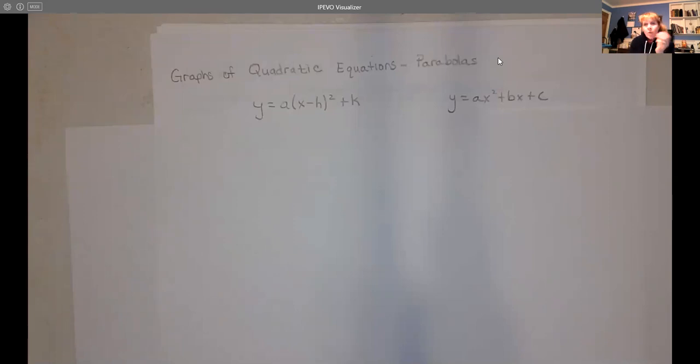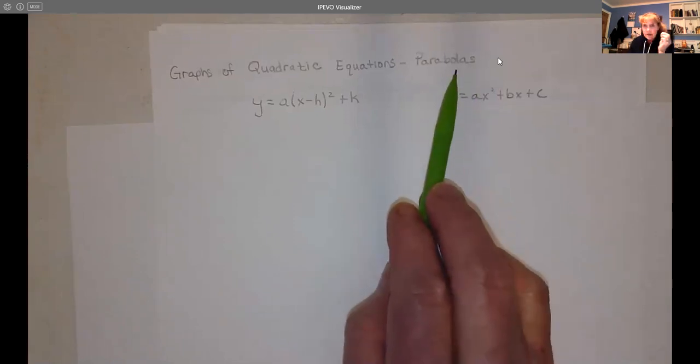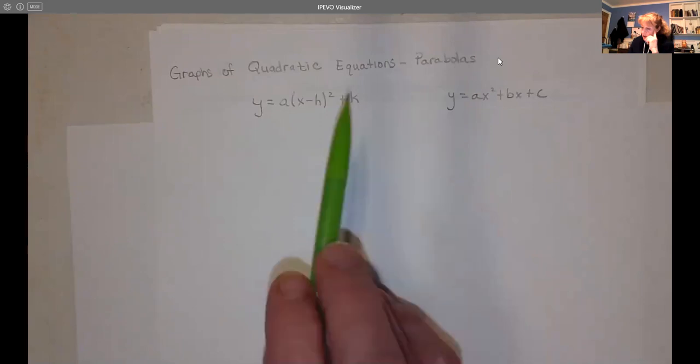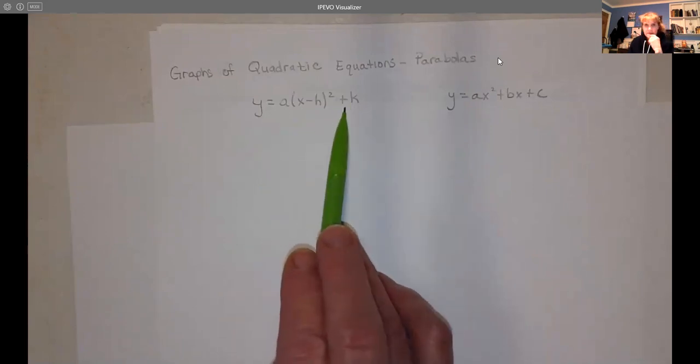Okay, we're going to be graphing quadratic equations, and you know that in quadratic equations, the highest power is a squared. Well, there are actually a couple of different forms in which you can see the quadratic equation. And again, they form these parabolas when you graph the solution. One of the forms looks like this.